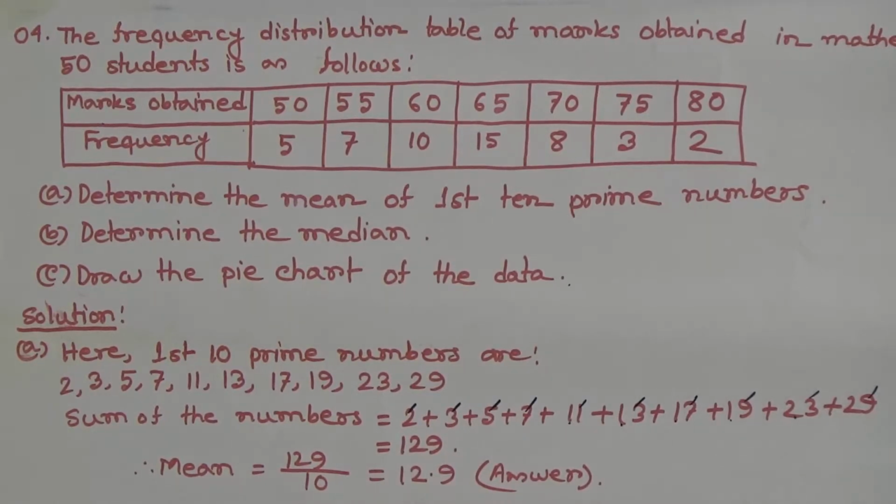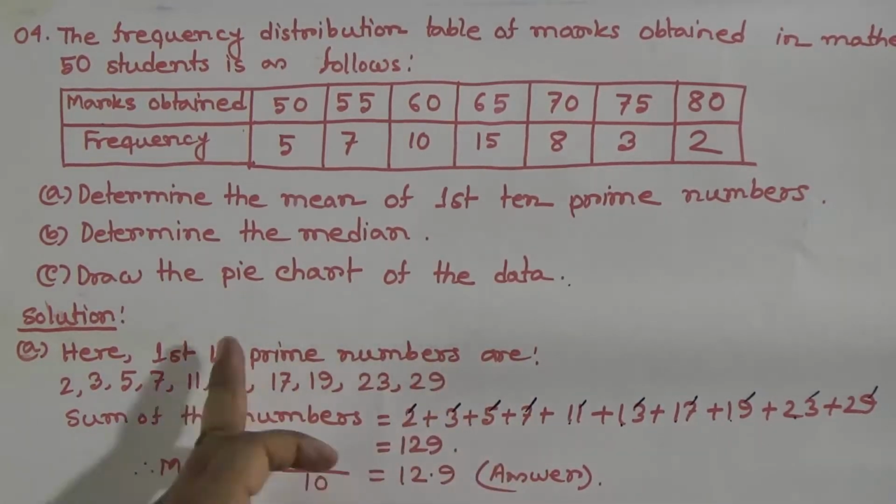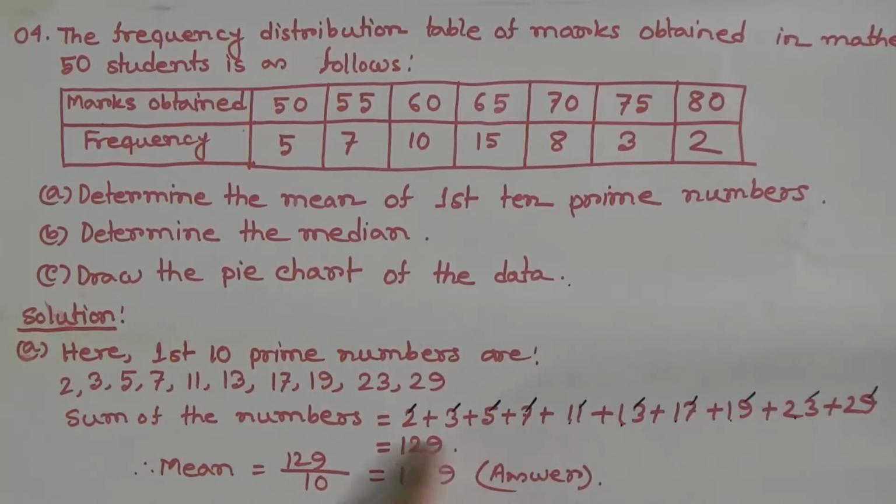Mean, here we know, is the sum of data divided by the number of data. Here how many data are there? There are 10 prime numbers. So the number of data is 10 here. So we divide 129 by 10. If we divide 129 by 10, then we get 12.9.